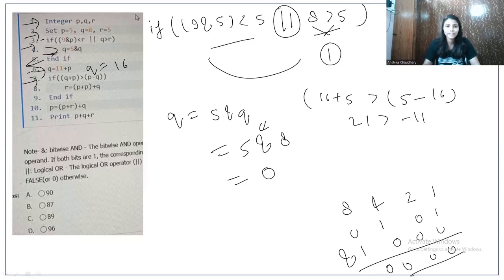We will come here in the if part, and at line number 8 we are updating the value of R by P plus P, which will become 10 plus Q. Q was 16, so it will become 26. All right, now end of if.